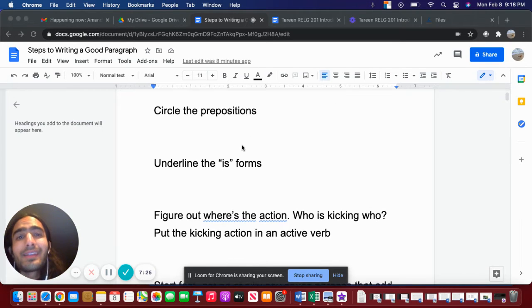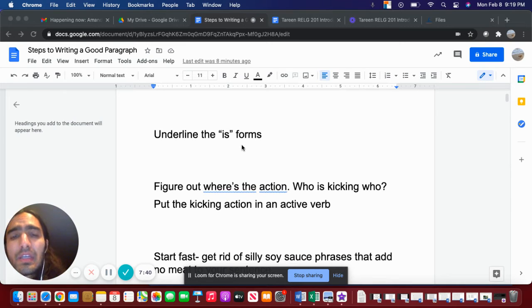Secondly, you want to underline the "is" forms. The "is" forms mean the "to be" forms. When you are using "is" and you do not have an active verb, oftentimes you have a lot of "is" in your sentences. Figure out where the action is, who is kicking whom, and put the kicking action in an active verb. This is what the "is" form oftentimes does: it conceals an active verb.